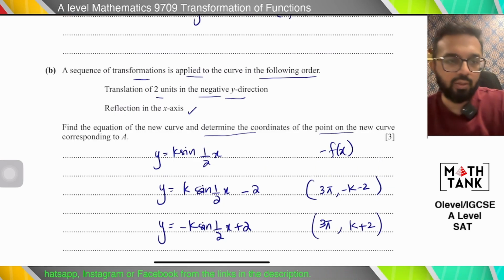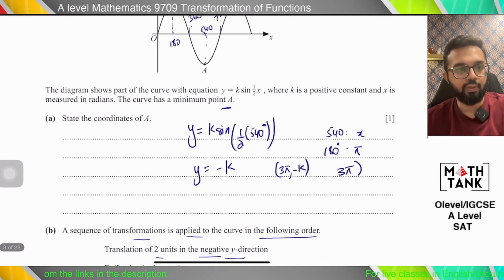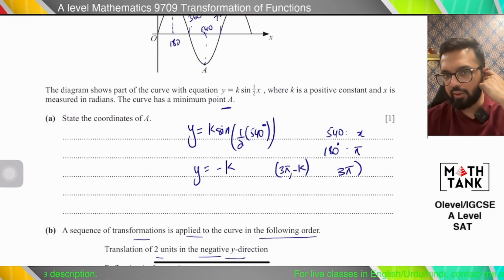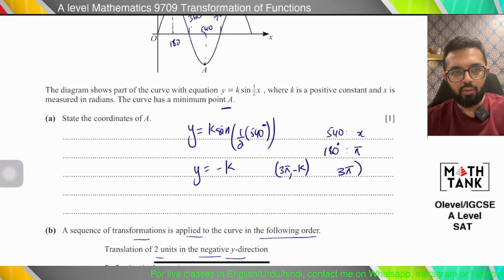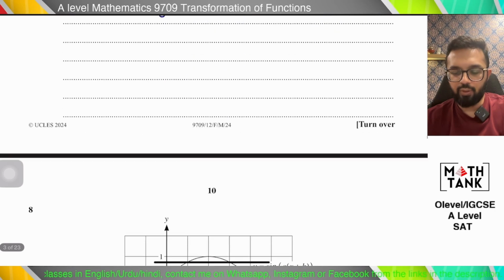Okay, checking from the marking scheme if I have the correct answers. I have 3 pi minus k as the first answer, and then the correct, yeah, all of these are correct. Okay, moving on to the next question.